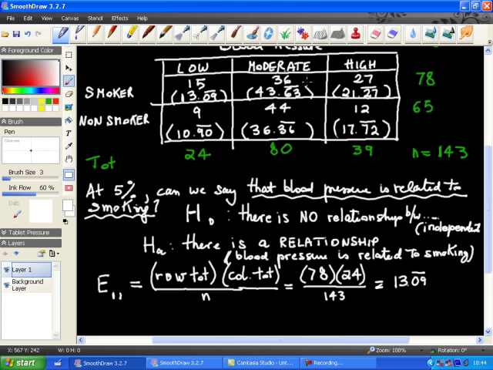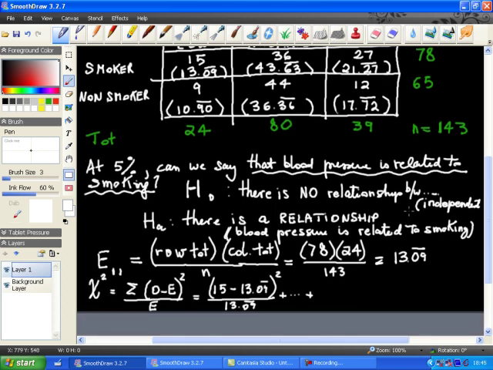Now, we calculate the test statistic, which is given by the sum of the difference squared between observed and expected, each divided by the corresponding expected value. So I started writing down the first one, 15 minus 13.09, squared, divided by 13.09, and keep going until you reach the last one, which will be 12 minus 17.72, squared and then divided by 17.72. And when you do it on your calculator, you'll get a total of 6.94.